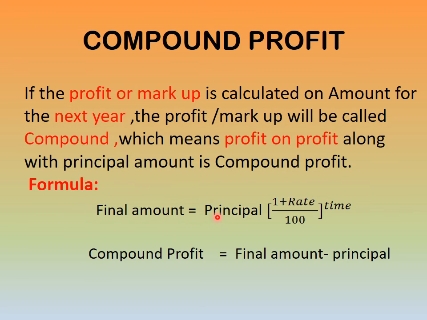What is the formula for finding final amount? This is the formula for finding final amount, and after finding final amount, you can easily find compound profit by using final amount minus principal amount. So keep it in your mind what the difference is between compound profit and simple profit. Compound profit means profit on profit along with principal amount.